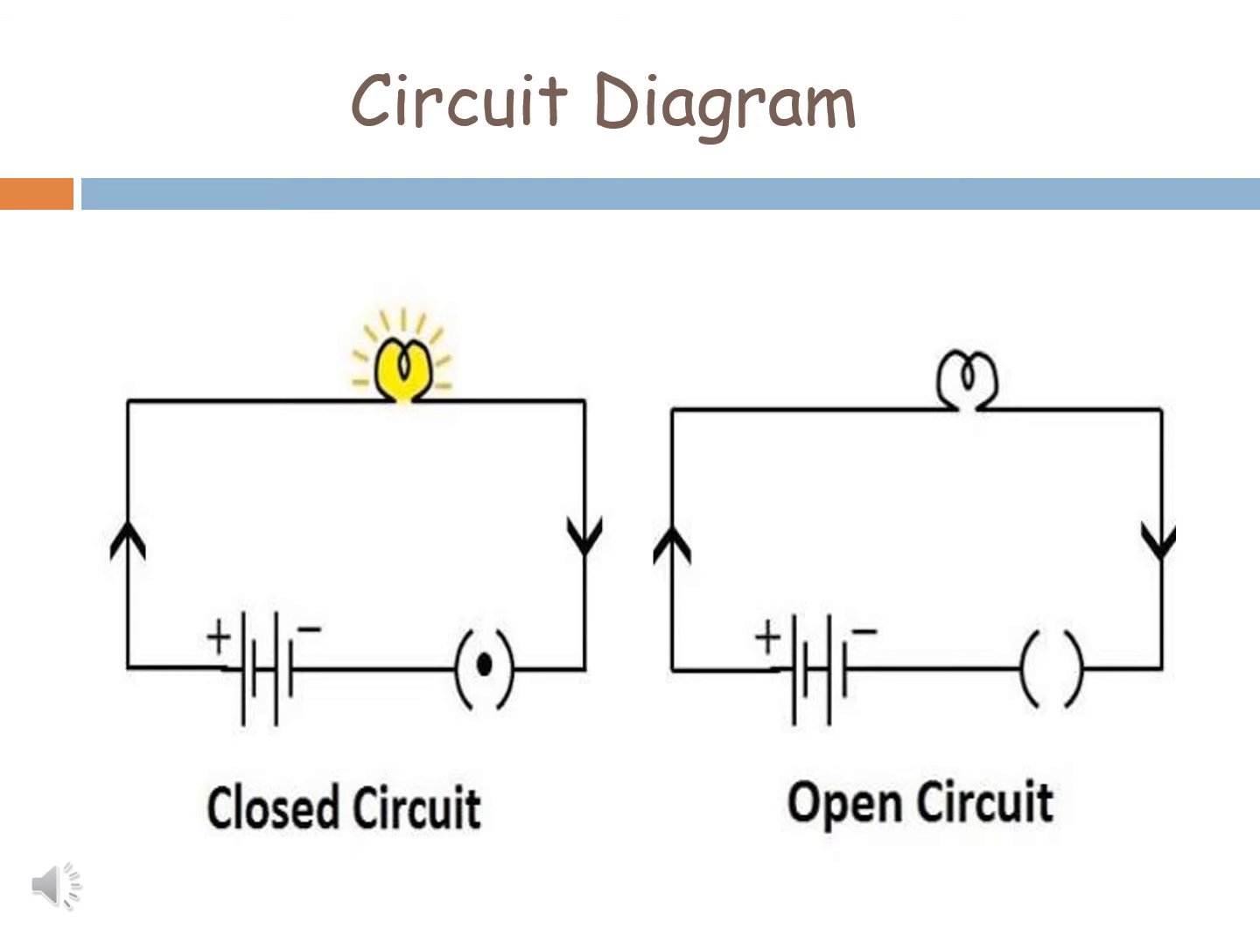And the second diagram is showing an open circuit, meaning here the switch is open, that means the circuit is incomplete. So this will be the diagram of an open circuit, and here the bulb will not glow because this circuit is incomplete, it is an open circuit.